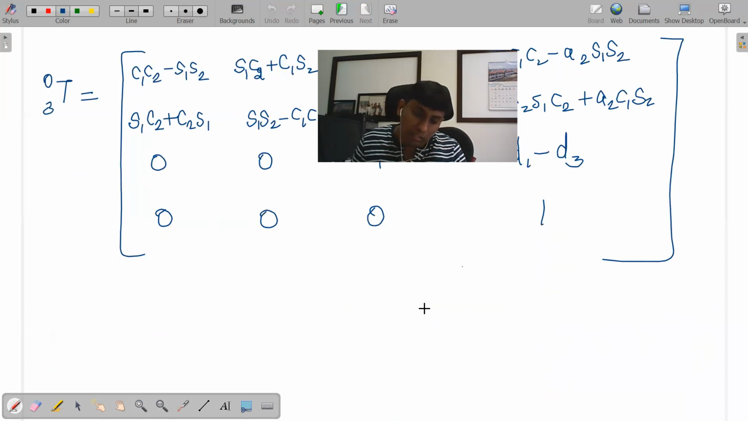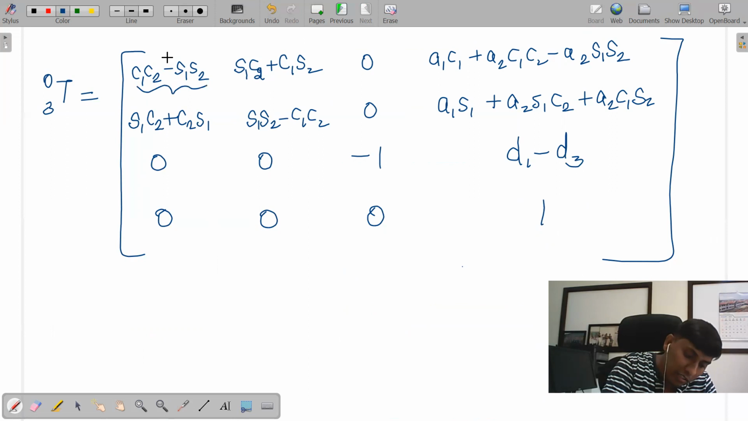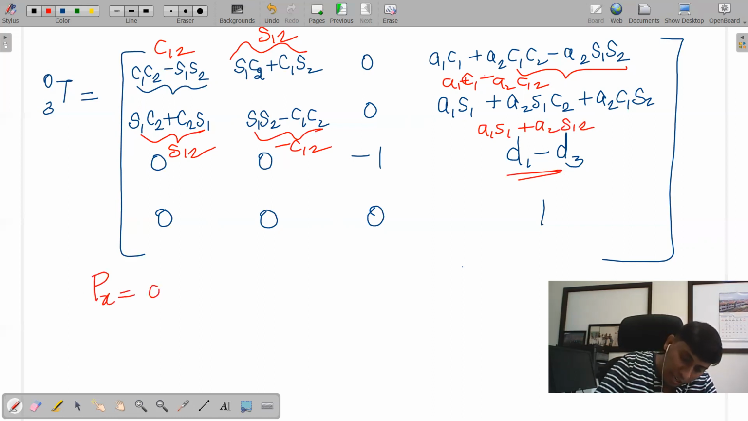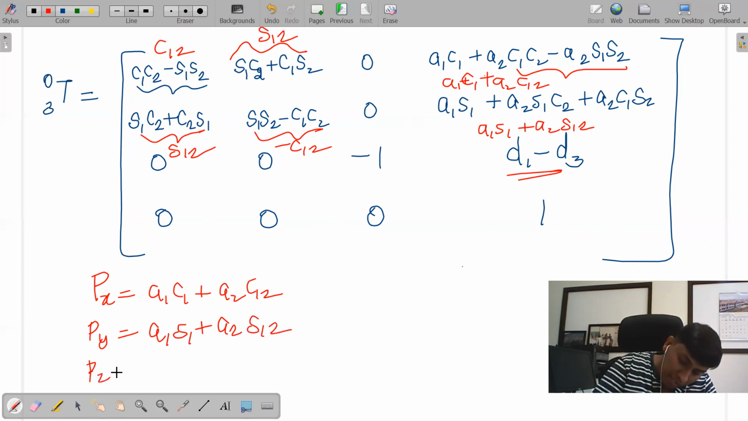So now how can you rewrite this? This becomes C12, this becomes S12, this is minus C12 and this is S12. This is minus 1. This will become A2, C12 and this is A1, S1 plus A2, S12. So in the sense, PX would be A1, C1 plus A2, C12. PY is A1, S1 plus A2, S12. PZ is D1 minus D3. You get the same result, right?